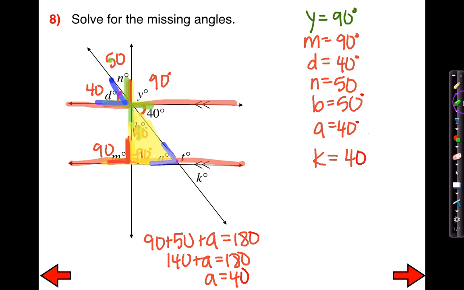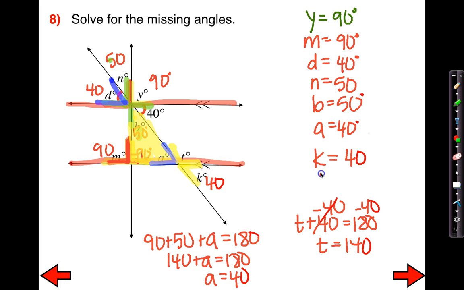And then last but not least, in order to find the measurement of angle T, I am going to go ahead and say that these angles are supplementary. So since K is 40, T plus 40 is 180. Subtract 40 from both sides, leaving me with T equals 140 degrees.